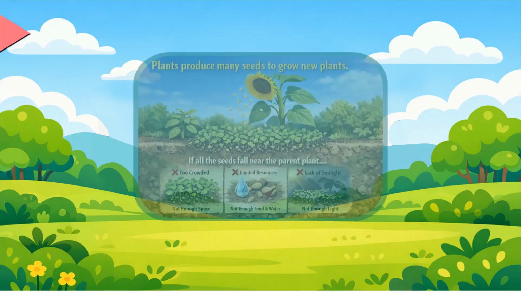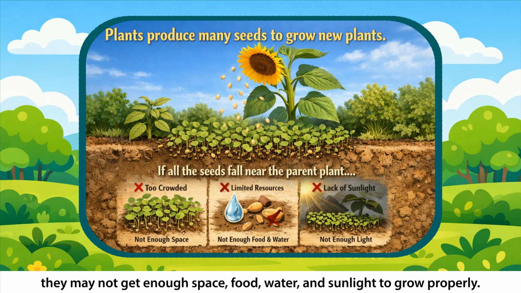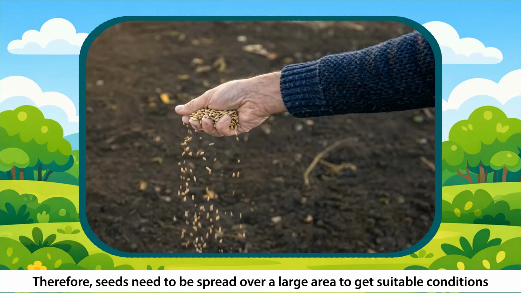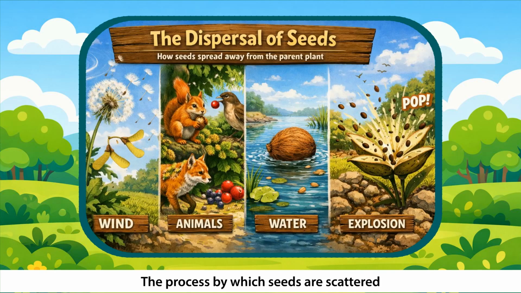Dispersal of seeds. Plants produce many seeds to grow new plants. If all the seeds fall on the ground near the parent plant, they may not get enough space, food, water, and sunlight to grow properly. Therefore, seeds need to be spread over a large area to get suitable conditions and grow into adult plants. The process by which seeds are scattered away from the parent plant is called the dispersal of seeds.